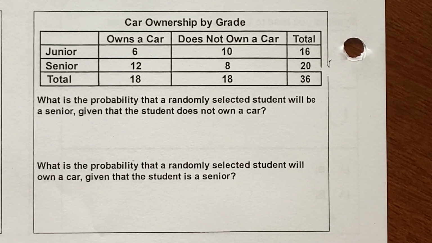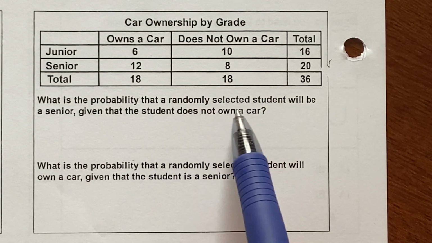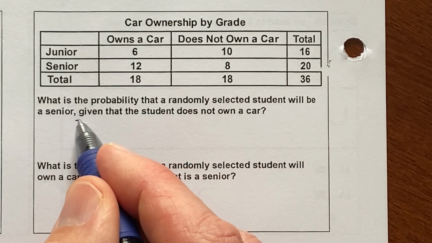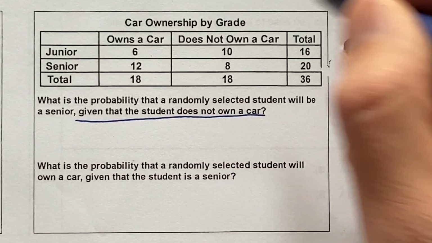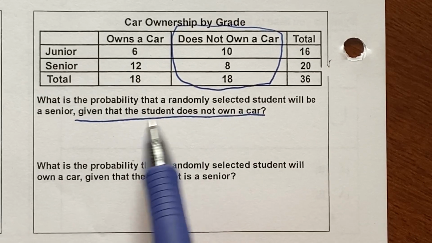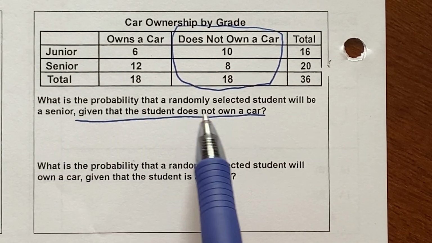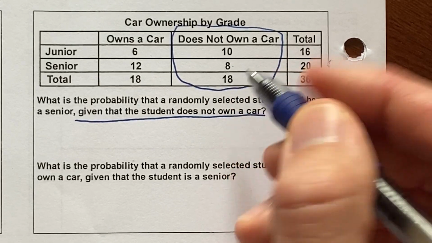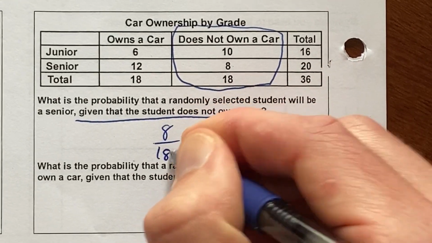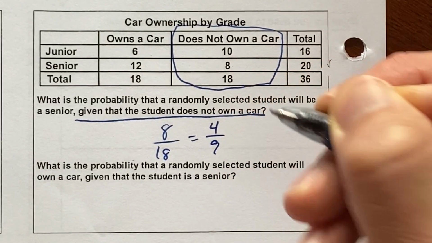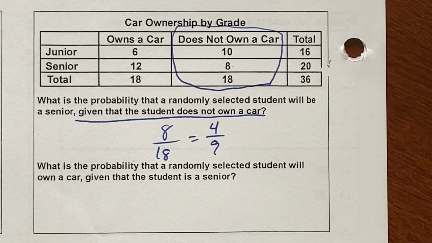What is the probability that a randomly selected student will be a senior, given that the student does not own a car? I am only going to look at the people that do not own a car. Okay, so what's the probability that a randomly selected student will be a senior? There's 8 seniors out of 18. That is, what, 4 out of 9? Which would be 0.44444.